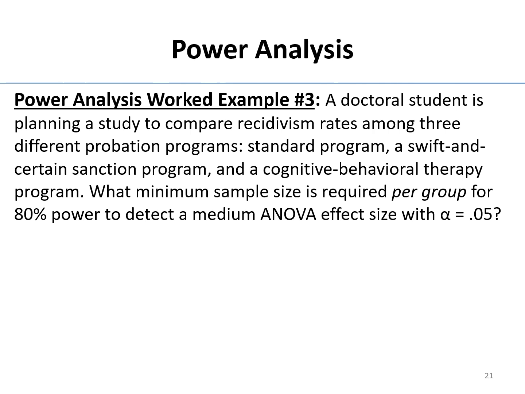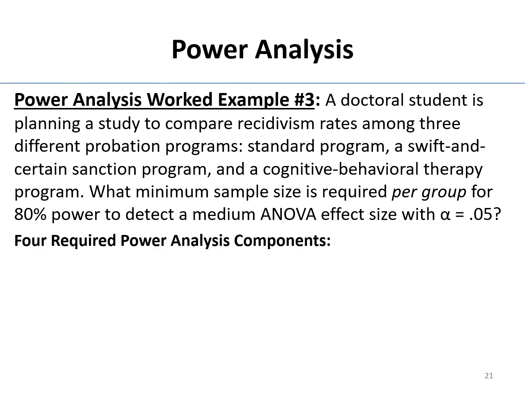All right, let's do a third example of power analysis. So a doctoral student is planning a study to compare recidivism rates among 3 different probation groups: a standard program, a swift and certain sanctioned program, and a cognitive behavioral therapy program. What minimum sample size is required per group for 80% power to detect a medium ANOVA effect size with alpha equal to 0.05? So this is ANOVA because there are 3 groups and we're comparing a continuous dependent variable.